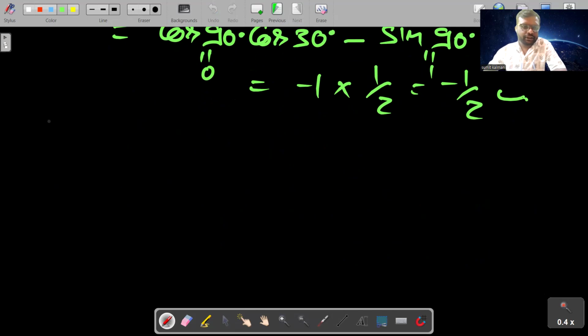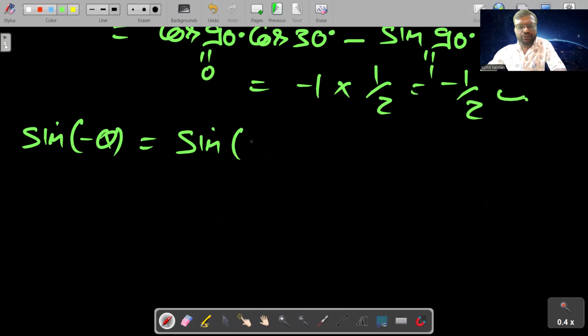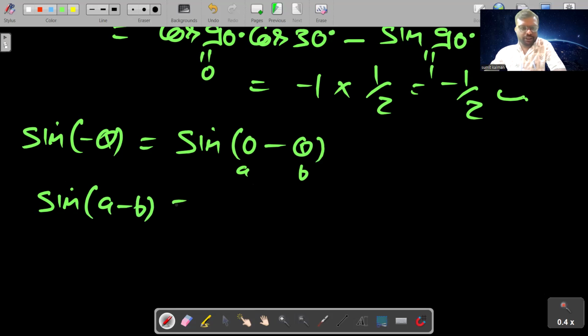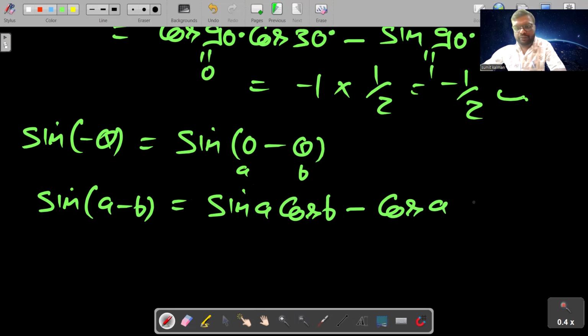Sine of minus theta. Students, sine of minus theta, you can write as sine of 0 minus theta. Now here A and B. Students, there is one formula, sine A minus B, which is equal to sine A into cos B minus cos A into sine B.